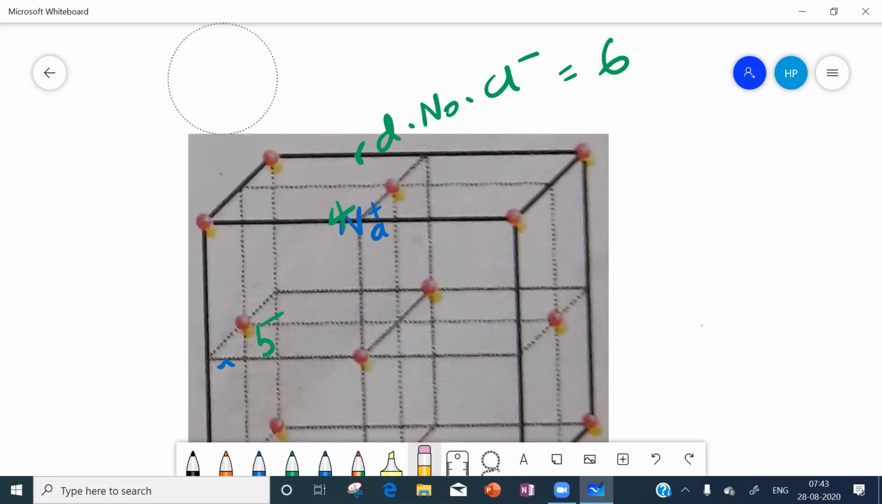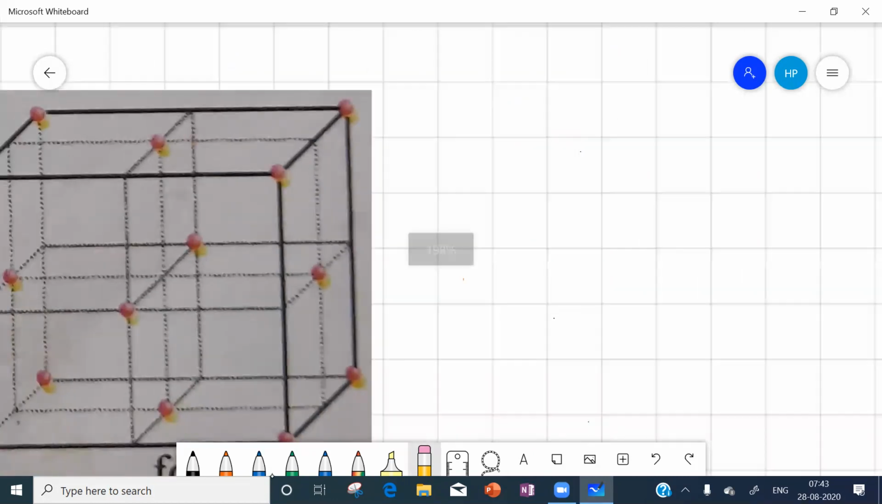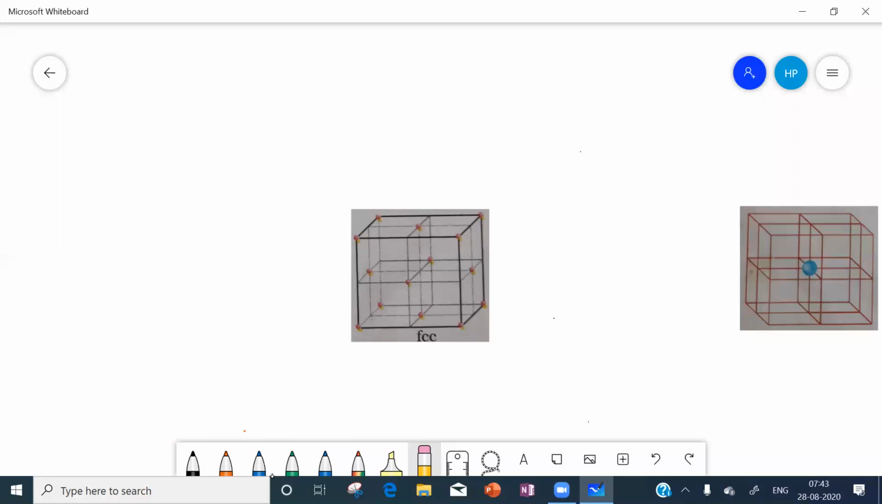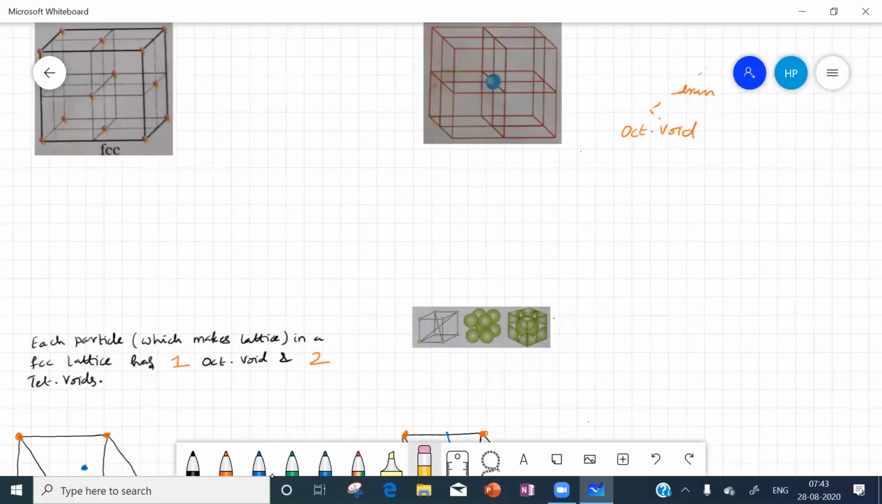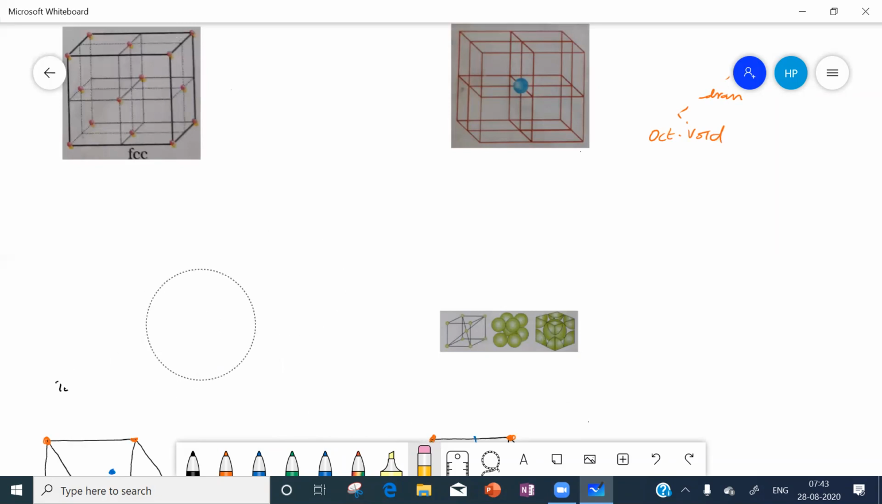So we discussed the NaCl crystal. For the NaCl crystal, we said Cl- ions form FCC. Correct? Cl- forms FCC, and Na+ ions occupy octahedral voids. Cl- ions form FCC, Na+ ions occupy octahedral voids. This is one possibility we said.